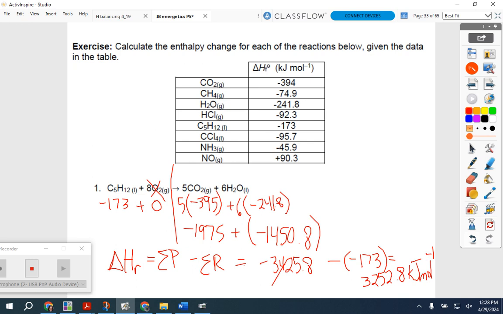So it's really just knowing how to set up the equation and then plugging and chugging. That's all there is to it. And you just have to be very careful, both when you're transcribing these and then also when you're punching things into your calculator, that you're keeping the signs the way they need to be. Oh, and sorry, that's a negative sign. Sorry, negative 3252.8. That should be the correct answer.